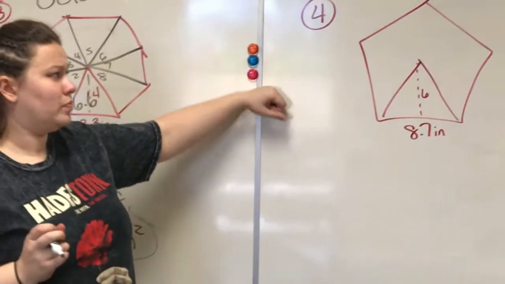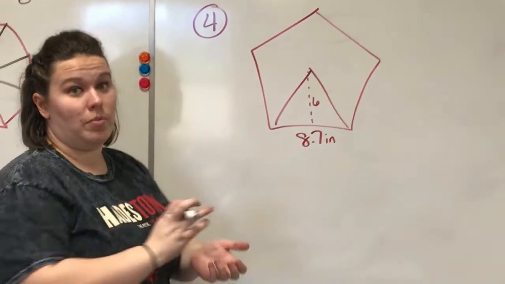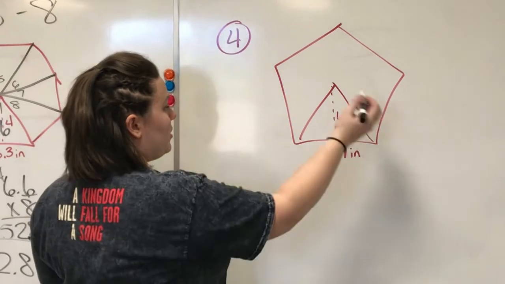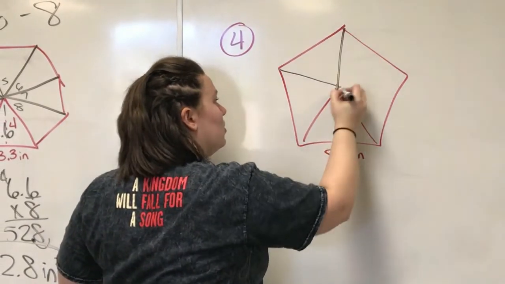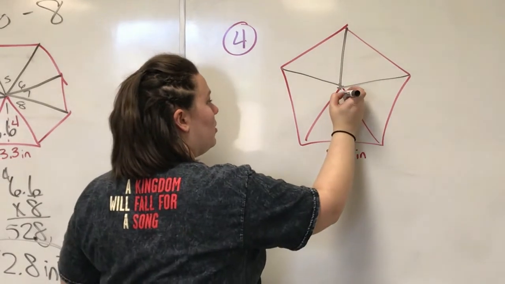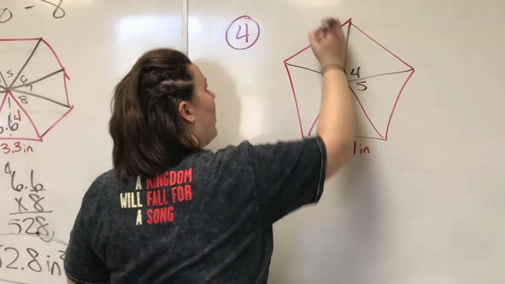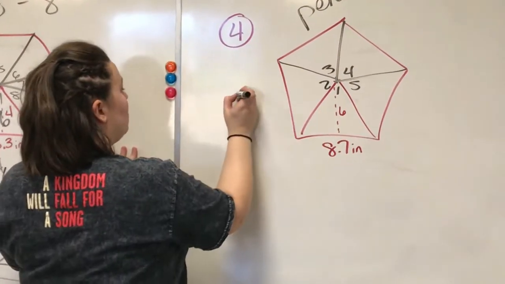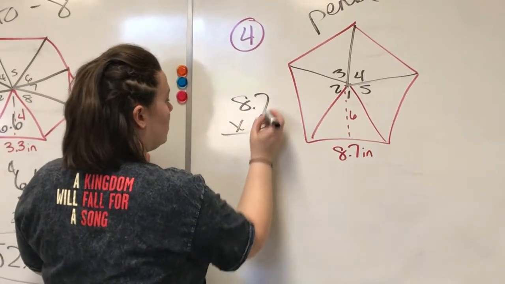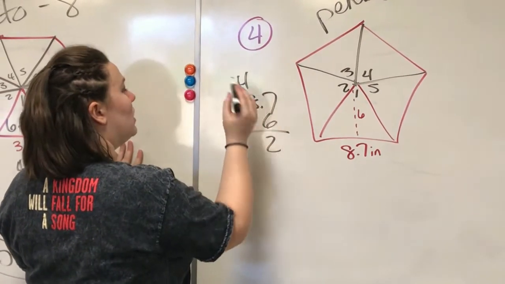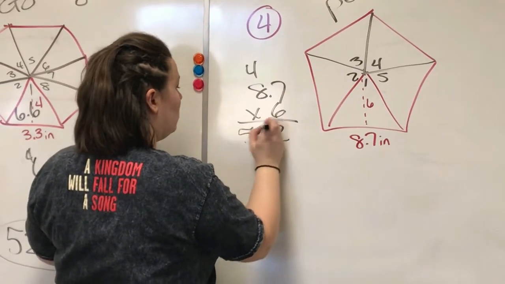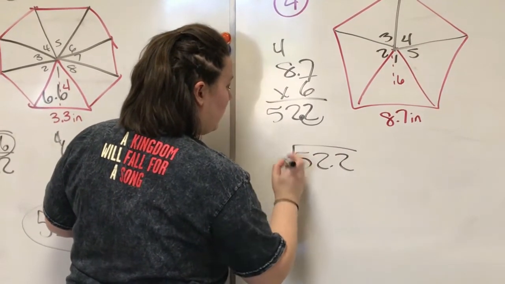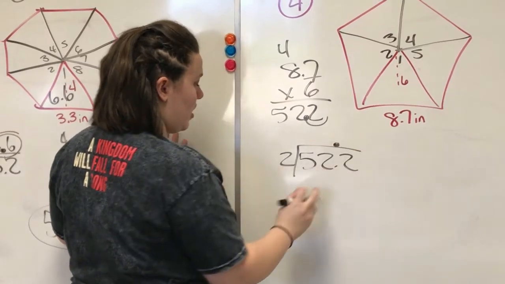One more problem. Number 4. This one was a story problem and it said, hey, it's building a pentagon window and here's the measurements of the triangle. So again, all the corners meet up, label them. 1, 2, 3, 4, 5. This is 5. This is a pentagon. Base times height divided by 2. 8.7 times 6. 42, 48, 52 with 1 decimal place. 52.2 divided by 2. Bring your decimal straight up.